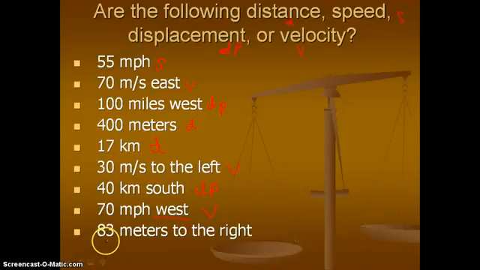Last one, 83 meters to the right. So meters is distance. There's no time unit, so it is not speed. And to the right is a direction. So this is going to be displacement.